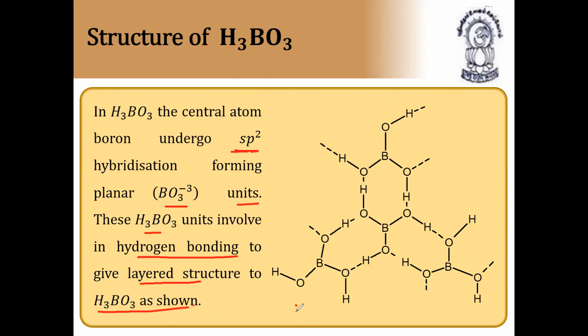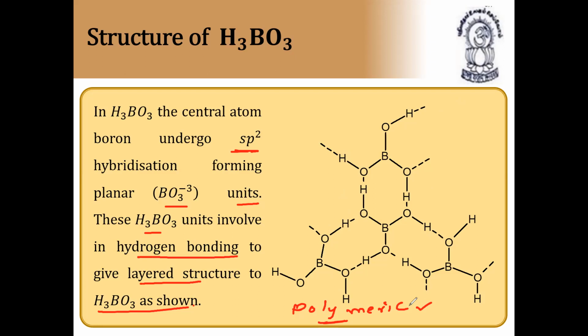So that is why it is a polymeric structure, due to the formation of layers. Why is it forming layers? Because of hydrogen bonding. You can see this is hydrogen bonding with another boron atom. This is hydrogen bonding. This is hydrogen bonding. This is also hydrogen bonding. So due to the presence of hydrogen bonding, it gives a layered structure, which gives rise to the polymeric structure.